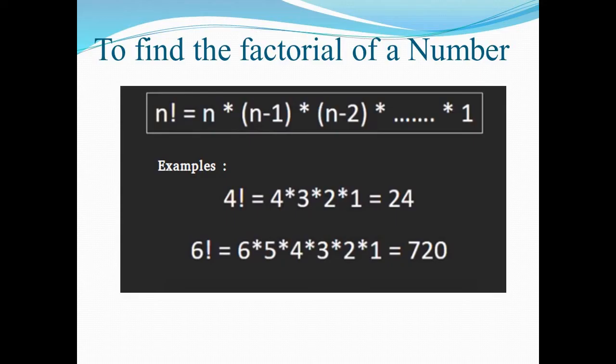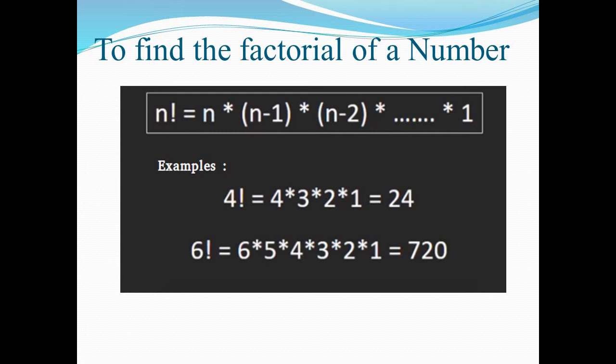So what is the factorial of a particular number? Here is a formula to calculate a factorial. It says that n! is equal to n multiplied by n minus 1 multiplied by n minus 2, and we have to continue until we reach the number 1. Now this is the formula.